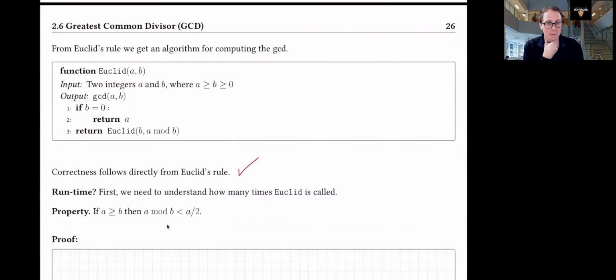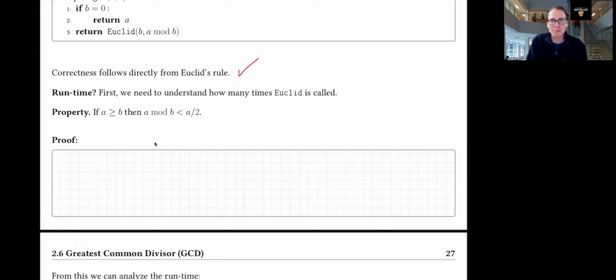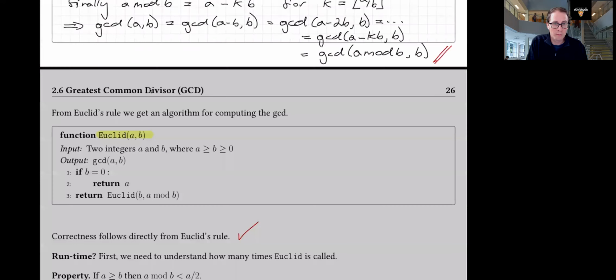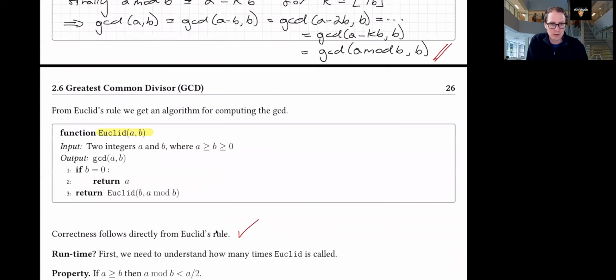Runtime is kind of interesting though, because we have to try and figure out how quickly the arguments shrink in this function. So the property that we need, which might not be that intuitive, but the argument is actually quite simple, is that if a is bigger than b, then a mod b is smaller than a over 2. It's kind of interesting, right? So what that's saying is that at every call, this first argument shrinks by at least half, like it's halved or more. So why is that true?